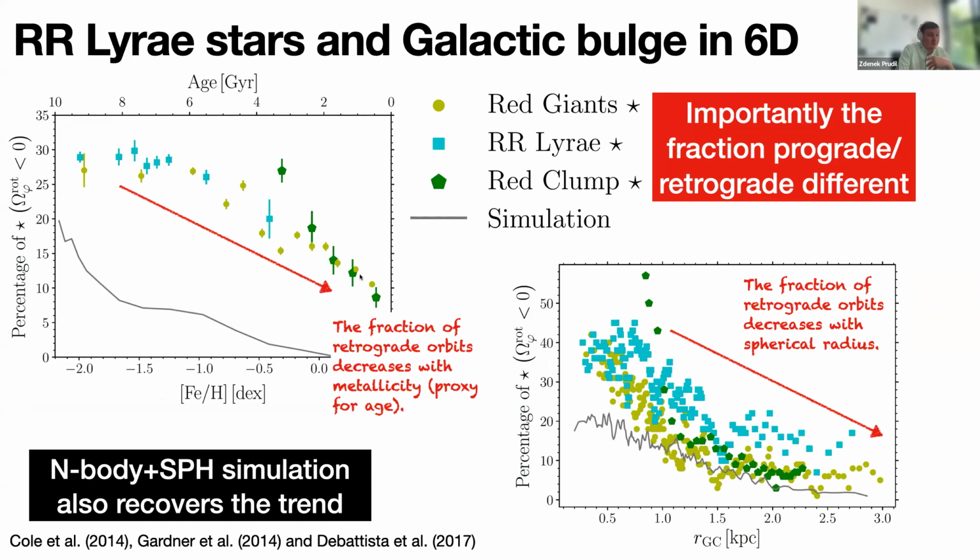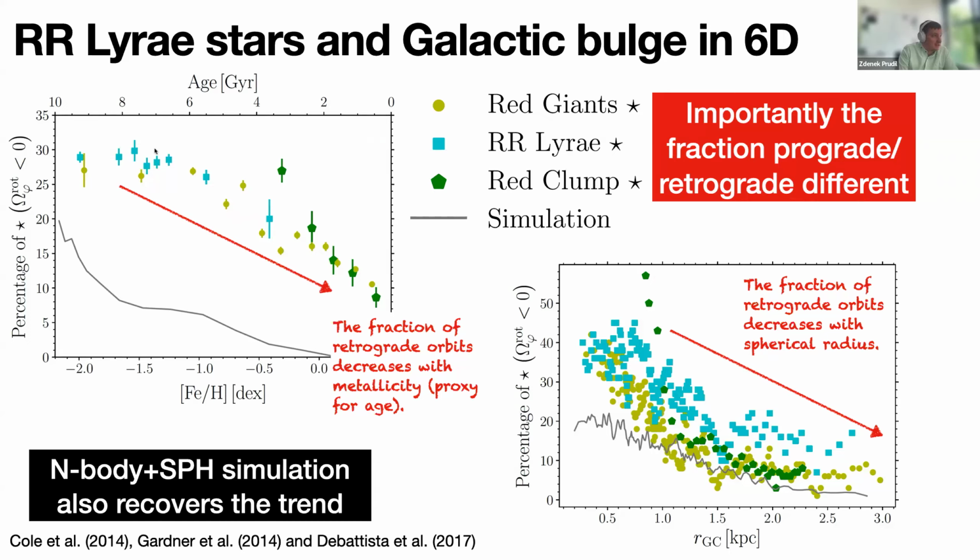Here, these points represent the fraction of prograde versus retrograde as a function of metallicity. The blue squares are for earlier stars. The yellow points represent red giants from the APOGEE survey, and the pentagons represent red clump stars from the BDBS survey.